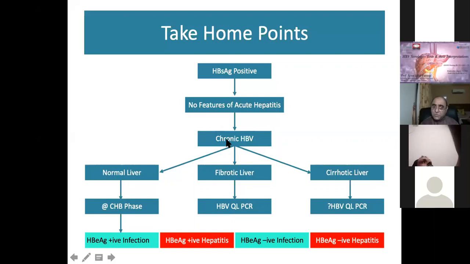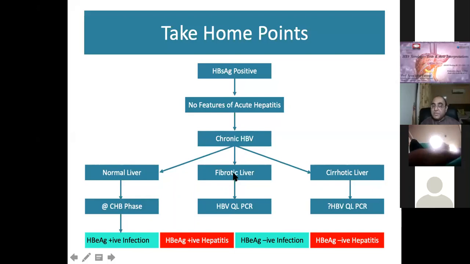So we need to determine whether my patient is having normal liver, or fibrotic liver, or cirrhotic liver. If the patient is having normal liver, then those 4 phases matter. And I told you the serology will tell us whether my patient is an HBe positive infection, or HBe positive hepatitis, or HBe negative infection, or HBe negative hepatitis. So here the serology will mostly determine whether my patient needs treatment or not when the patient's liver is normal.